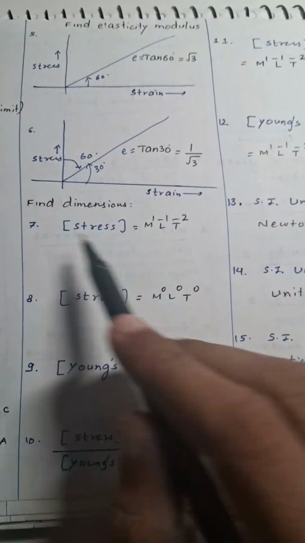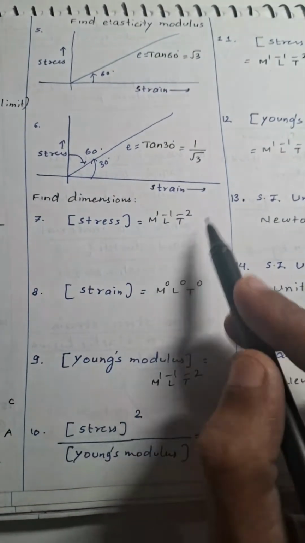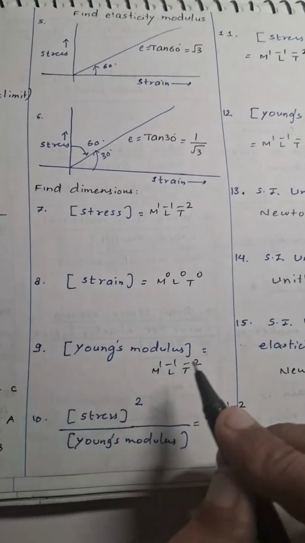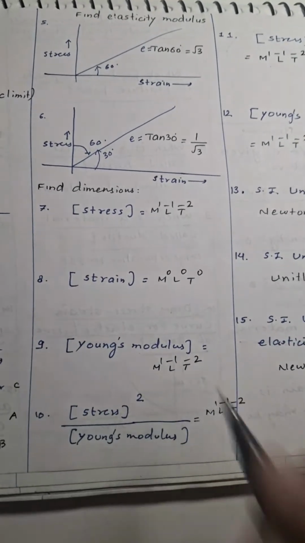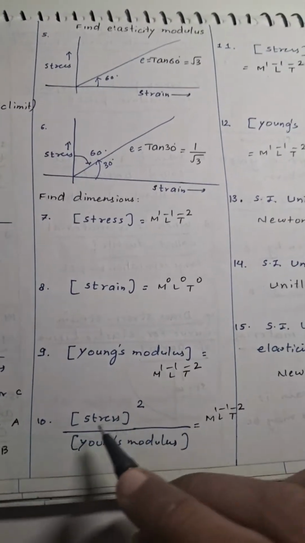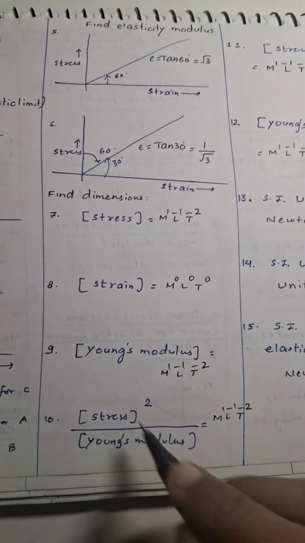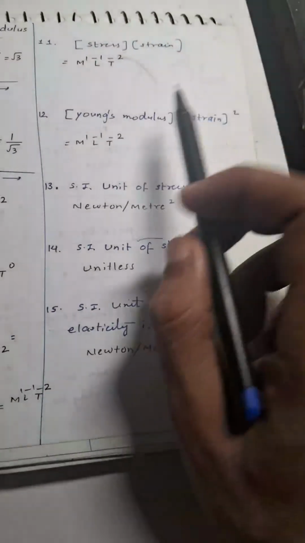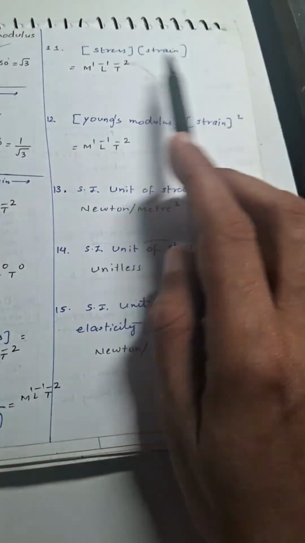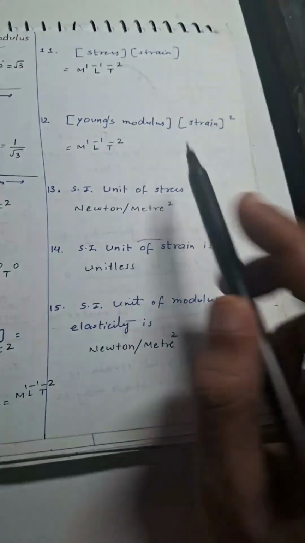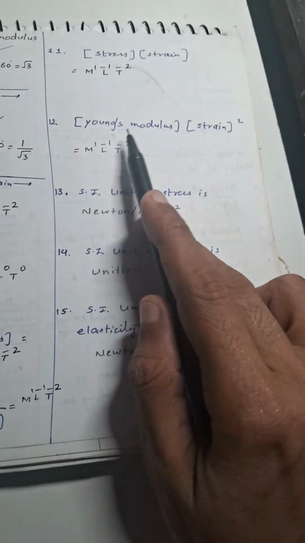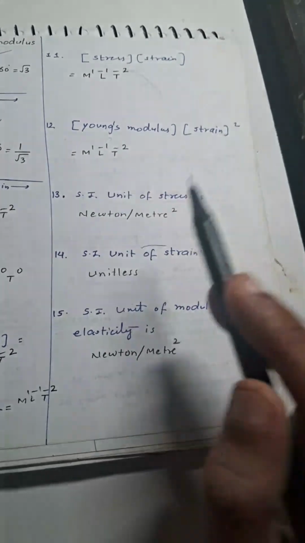Next question is find the dimension of stress. It is m1 L minus 1 T minus 2. The dimension of strain is m0 L0 T0. The dimension of Young's modulus is m1 L minus 1 T minus 2. The dimension of stress square by Young's modulus will be equal to that of stress, which is m1 L minus 1 T minus 2. Next, the dimension of stress into strain will be m1 L minus 1 T minus 2. The dimension of Young's modulus into strain square: strain is dimensionless, so this dimension will be m1 L minus 1 T minus 2.